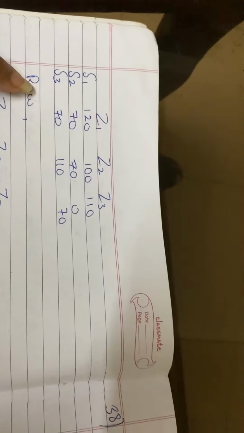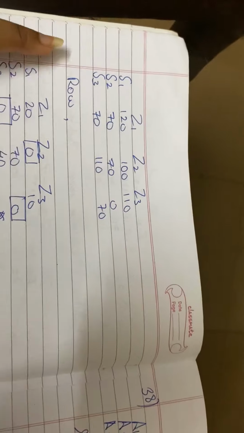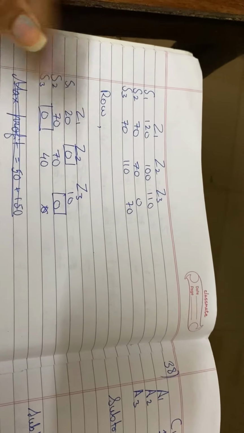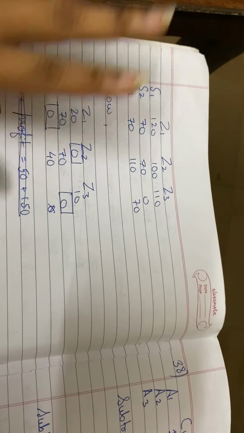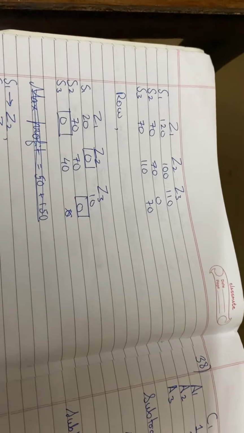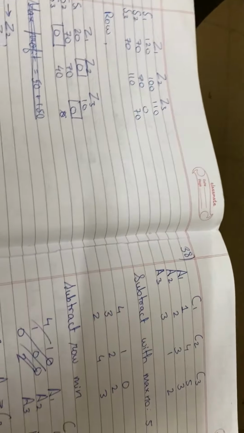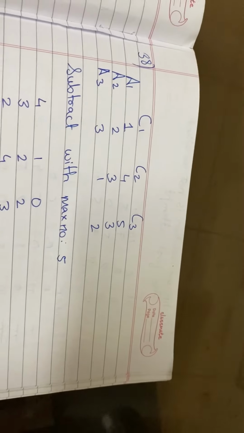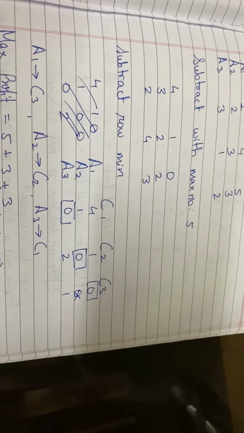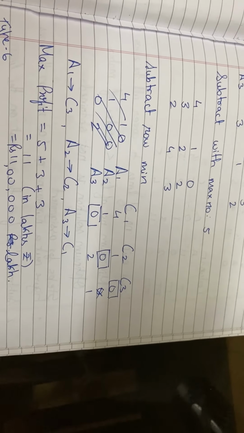This is the data given. We subtract it from the maximum value. You do the row minimum. I've not done the column minimum because you'll get the 0 itself, so it's the same. Then over here, as you can see, this is the main question. You subtracted it from the maximum number. You did the row minimum. Then you found the value.